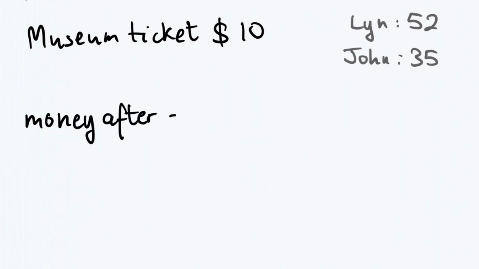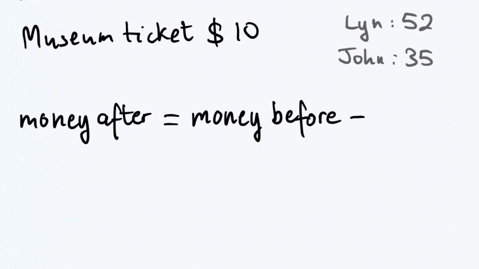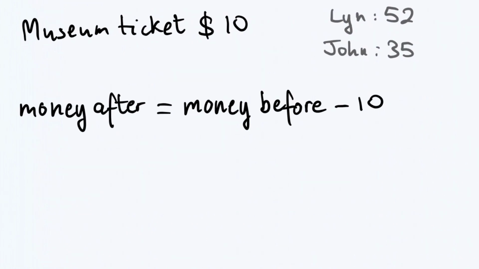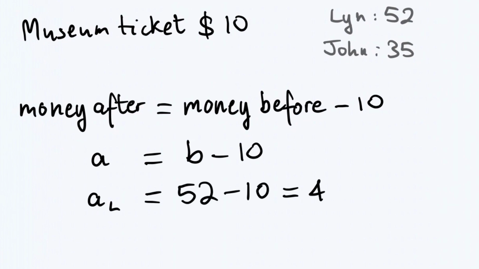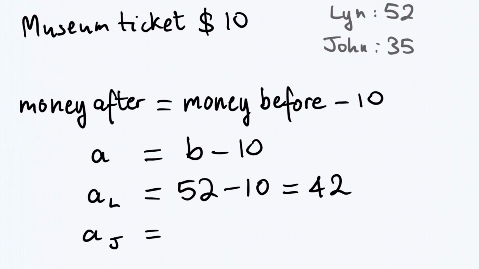So we put it alone on one side, and this is equal to money before, to which we subtract the price of the ticket of $10. Let's use A for the money after and B for the money before. This is going to be our equation. So Lynn, her after equals the before. So her before is 52, to which we subtract 10. We get 42. Now for John, before buying his ticket, he had $35. We subtract 10 and we get 25. John is left with $25 after having bought his ticket.